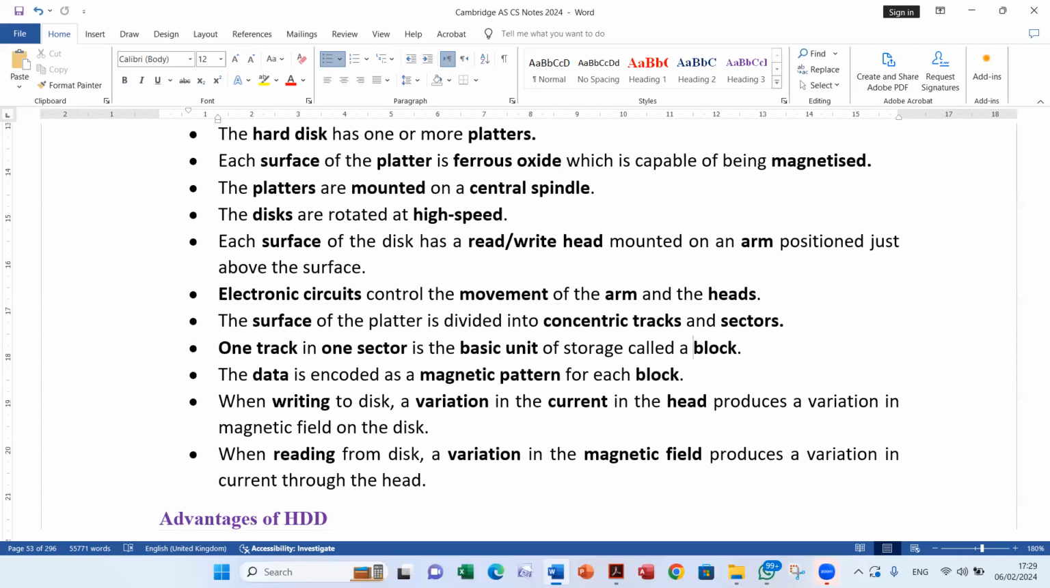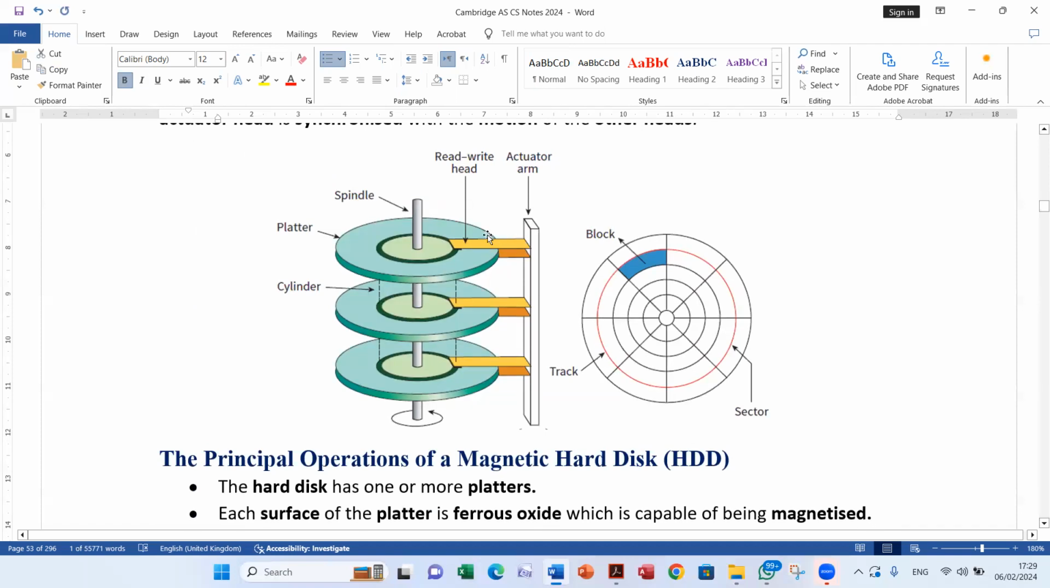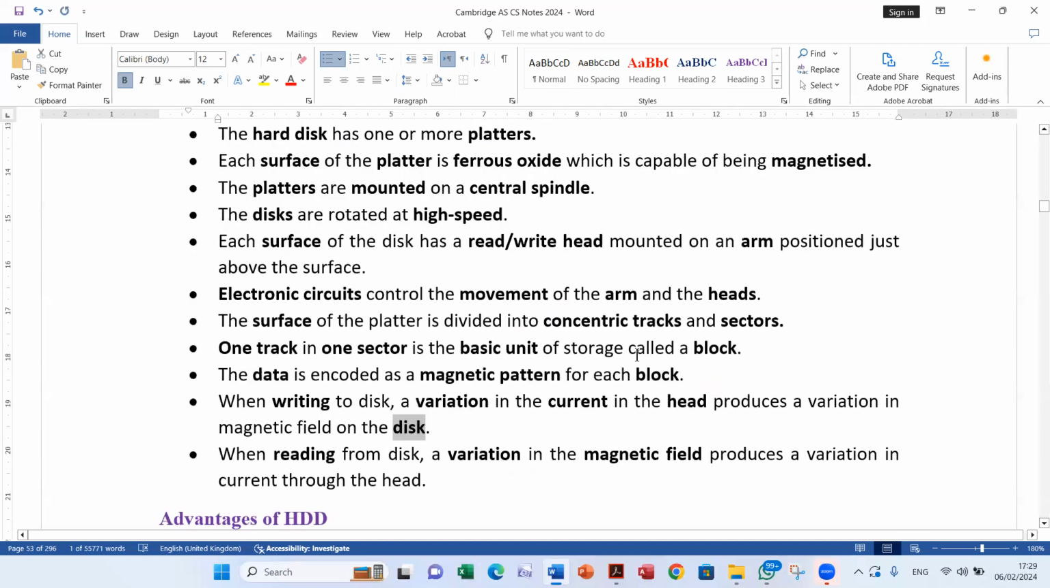When writing to disk, variation of the current in the head produces a variation in the magnetic field on the disk. So when you write, you send an electrical signal to the head that causes some magnetization on the surface. When you are reading, the magnetization on the surface causes some electricity in the read and write head. So that was the principle of operation of the hard disk, HDD.